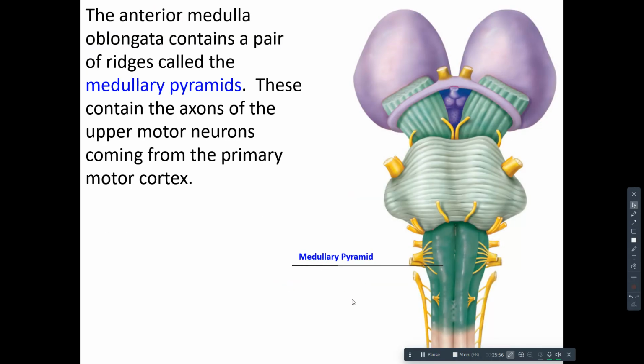So if I look at my anterior medulla oblongata, I do see these two ridges here, these two bulges here. Each of these is called a pyramid, and these contain the axons of those upper motor neurons from my primary motor cortex, which is my pre-central gyrus. And so those neurons were called pyramidal neurons, and these are their axons, and they're called pyramids.